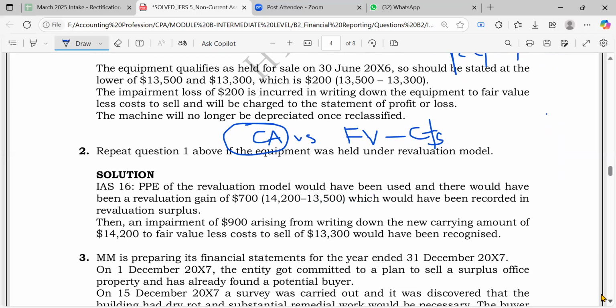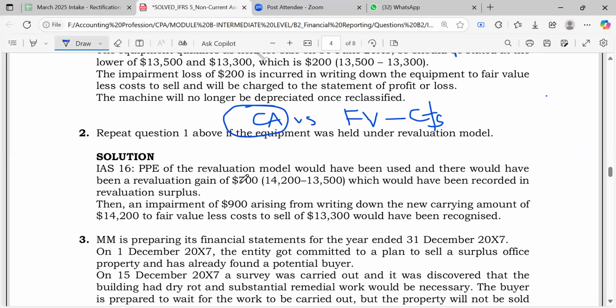So that's why under the revaluation model, you would have to revalue the asset first. And then you would have that figure, 700, which would have been a revaluation gain, and it would have been recorded in revaluation surplus. It will go to other comprehensive income and then the revaluation surplus.